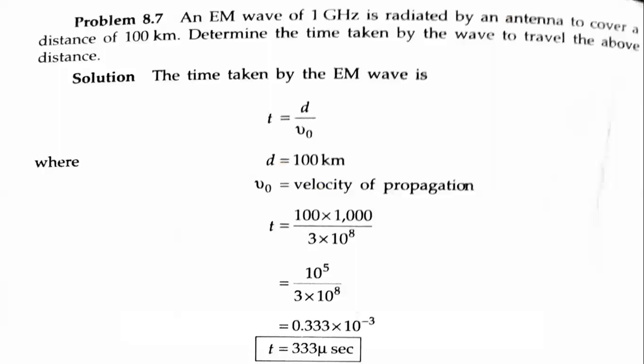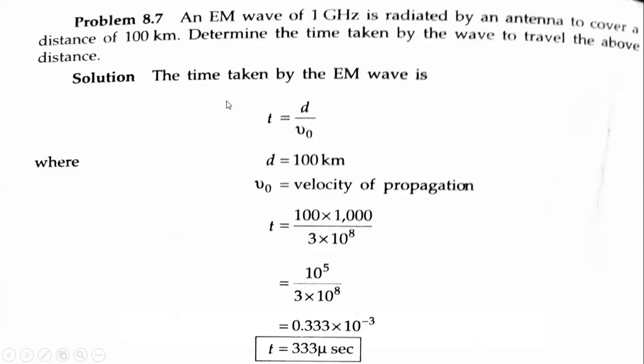So the next numerical is to calculate the time taken by the wave to travel. Here an EM wave of 1 gigahertz is radiated by an antenna to cover a distance of 100 kilometers. Determine the time taken by the wave to travel the above distance. So an electromagnetic wave is given having a frequency of 1 gigahertz, radiated by the antenna to cover the distance of 100 kilometers.